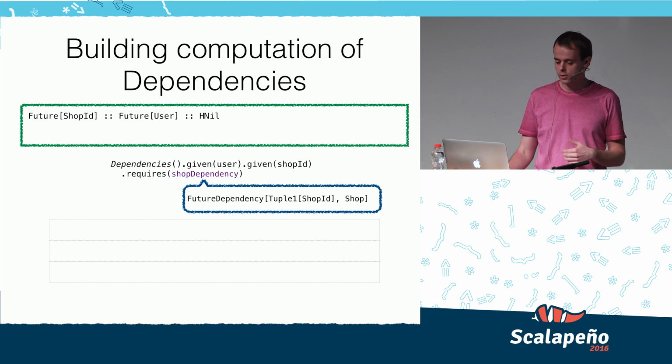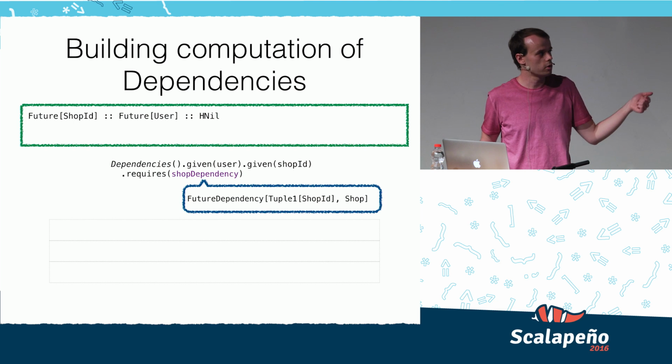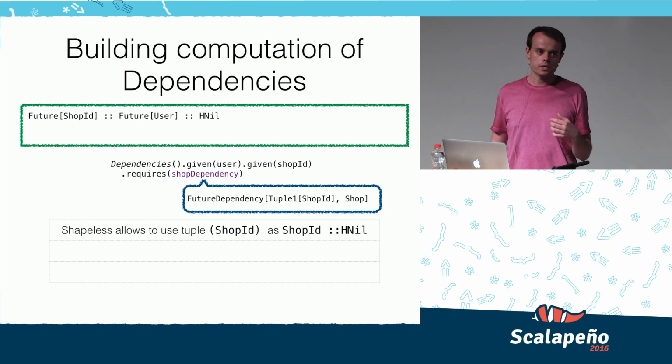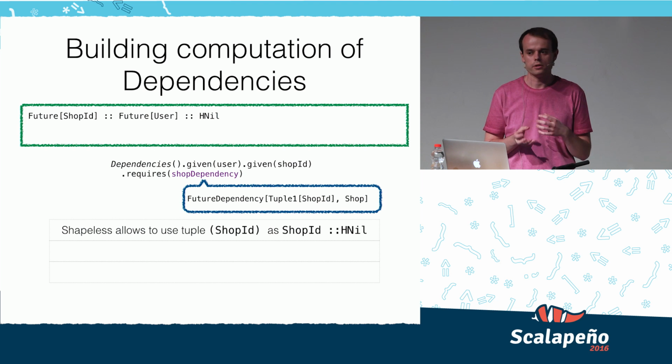So at this point, the compiler has to do three basic things to check that this code is valid and that it can be compiled. So the first thing is that Shapeless allows us to use any tuple as an HList. So basically Shapeless provides generic conversion between both, so we can use them basically interchangeably.